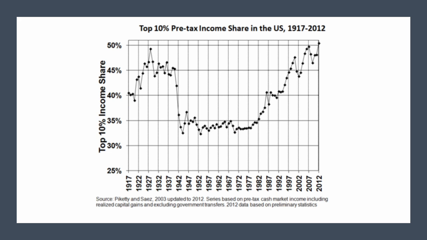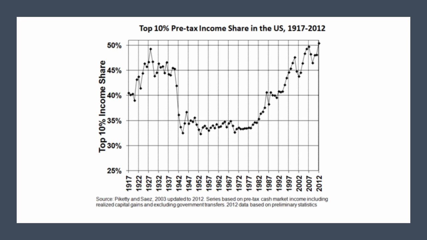Then we have the crash of the economy, and then we have the New Deal era, which I've talked about, the 40s, the 50s, the growth of the American middle class, and the top 10% of the income distribution were only getting by then about a third, as opposed to half, of all the money coming in every year.